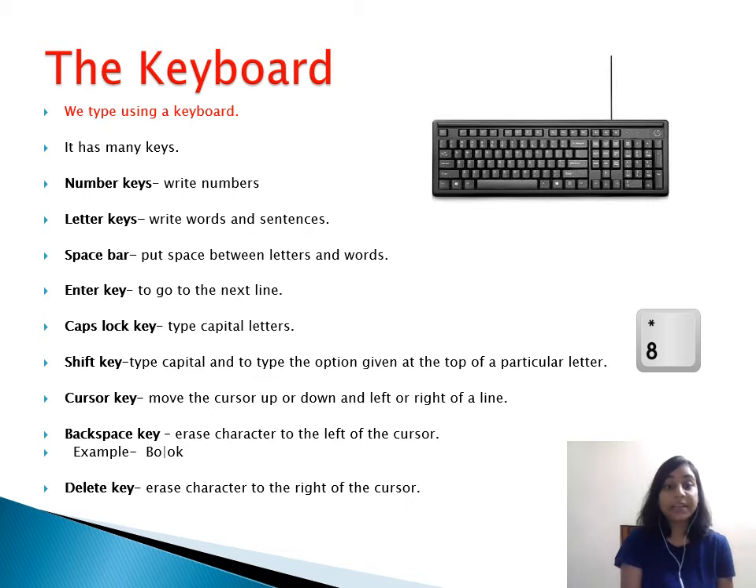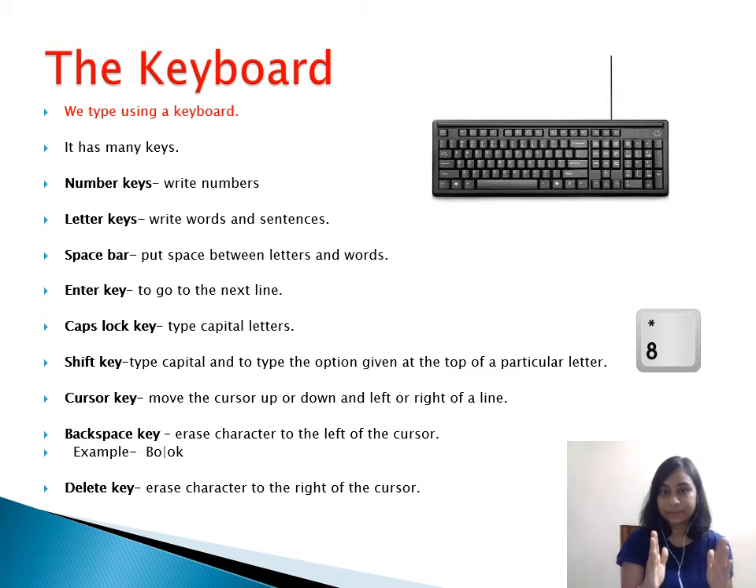Backspace key is used to erase the character to the left of the cursor. For example, you can see I have written a word book. So you can see a dash in between like B-O-O-K, a dash is there. That dash is called the cursor. So cursor key is used to move up, down, right or left, wherever we want to go.